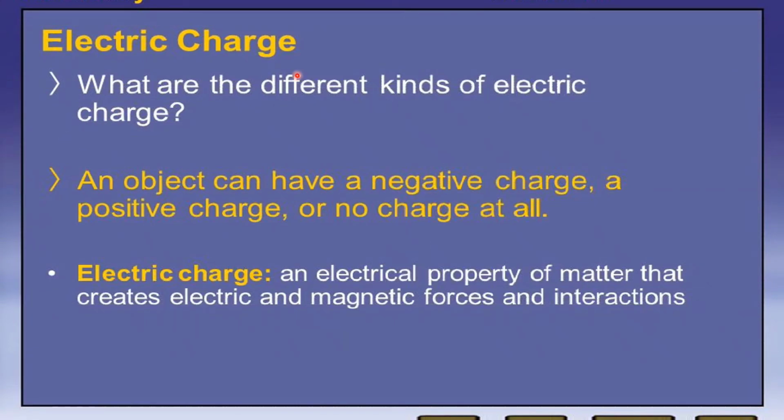So, electric charge. What are the different kinds of electric charge? Again, there are two types of electric charge. As I said a while ago, it can be a negative charge or a positive charge. Electric charge is an electric property of matter that creates electric and magnetic forces and interactions.